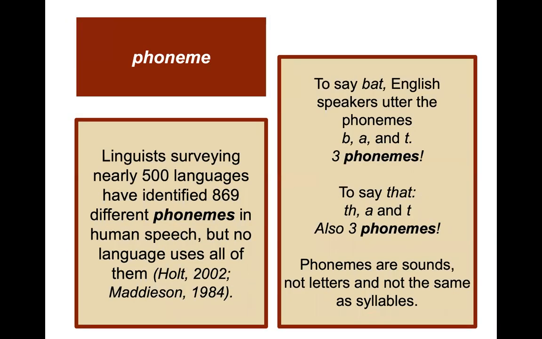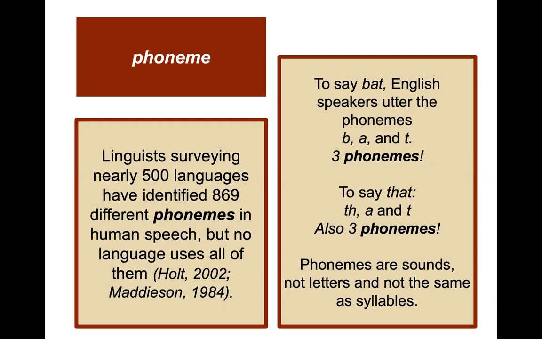So linguists surveying almost 500 languages have identified that across the world, there are 869 different phonemes in human speech, but there's no language on Earth, maybe in another planet, just kidding, that uses all of them. So we're obviously going to focus on English. It's the only language I know, although I took German for a long time. To say bat, English speakers utter phonemes, b, a, t, 3 phonemes.